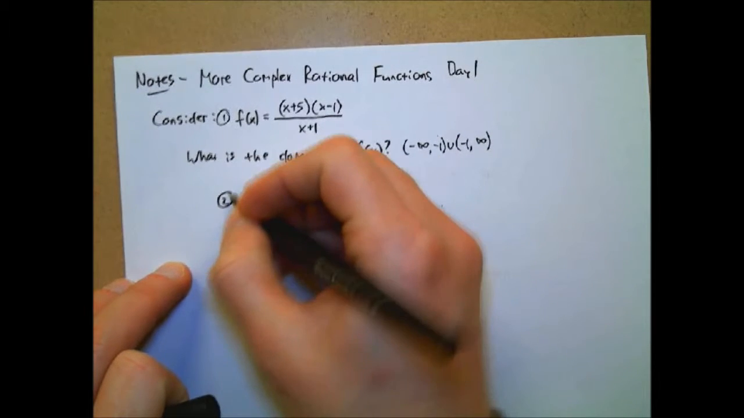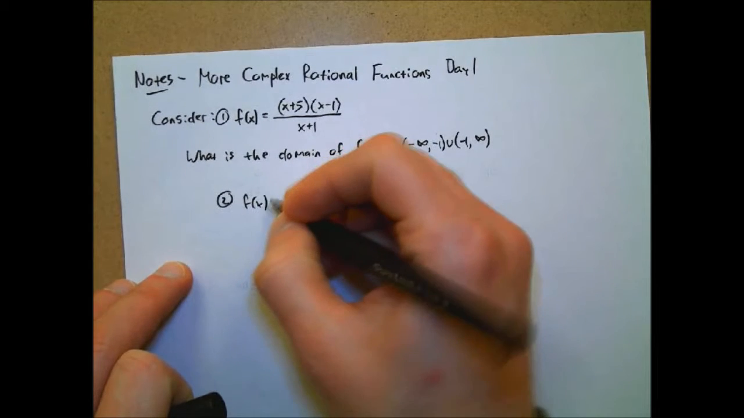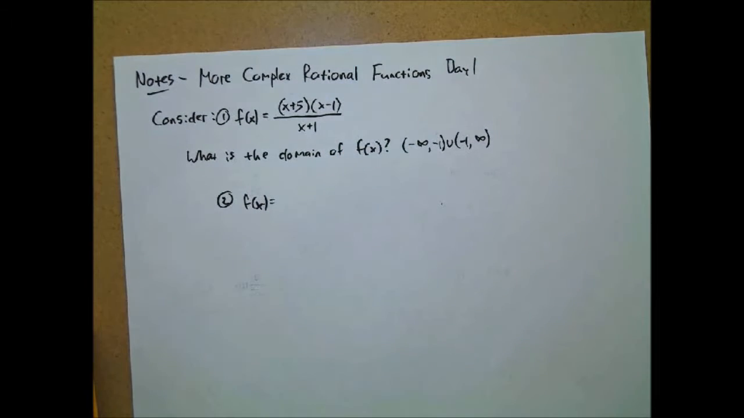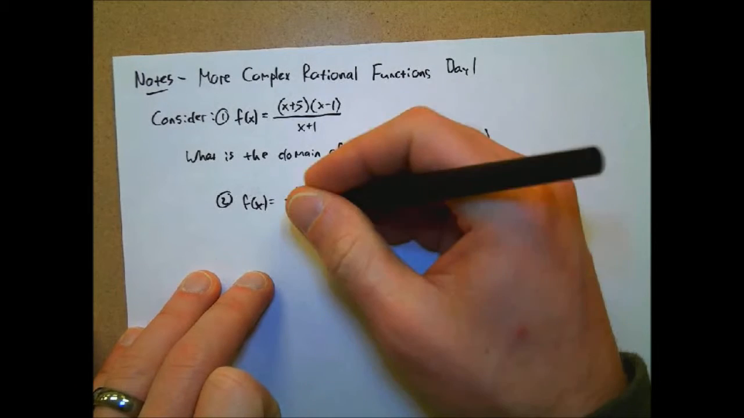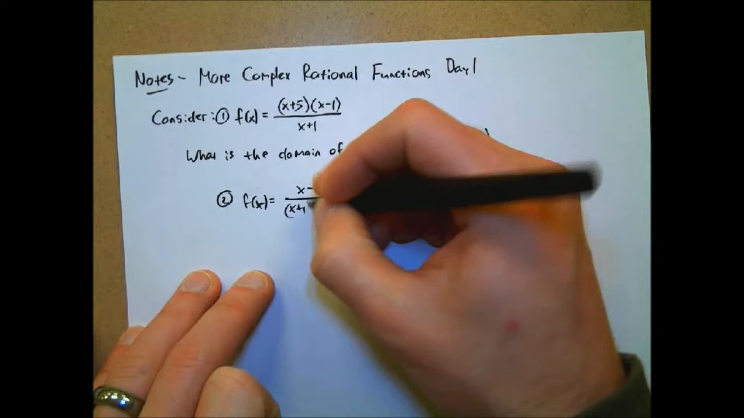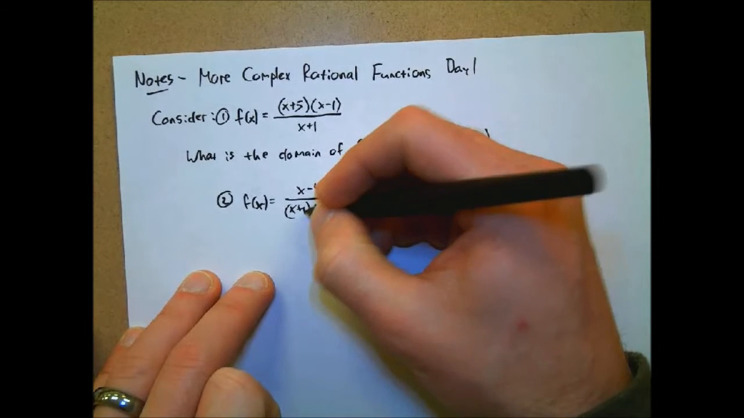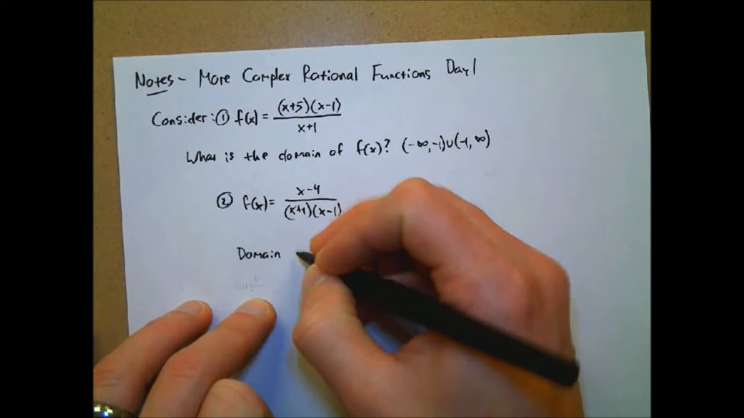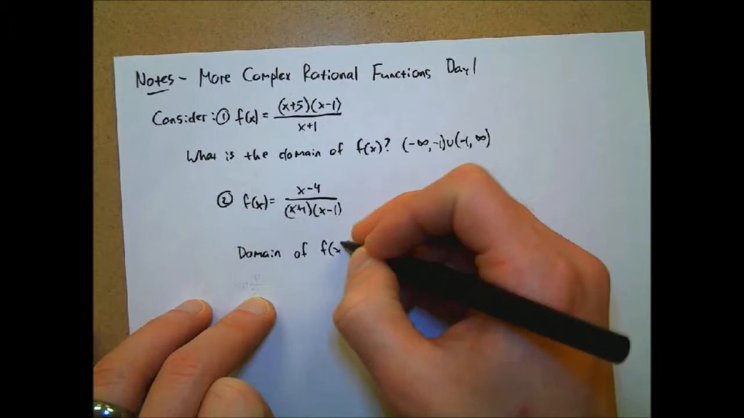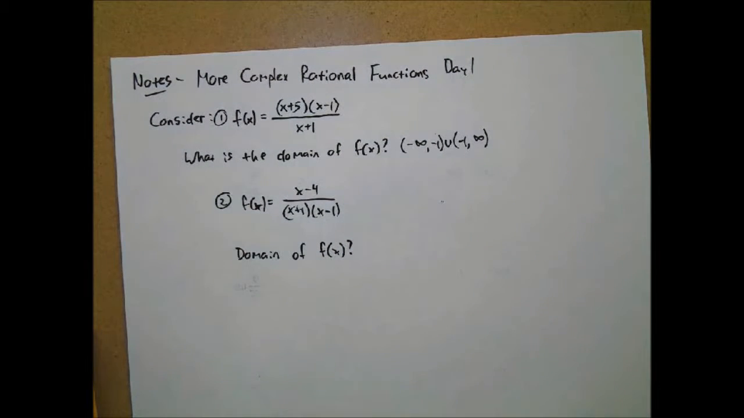Okay, so let's talk about f of x equals, let me just pick another one, x minus 4 over x plus 1 times x minus 1. Okay? So, can anyone figure out what numbers are going to give us problems in this function without looking at your graphing calculator? Anyone want to take a guess?